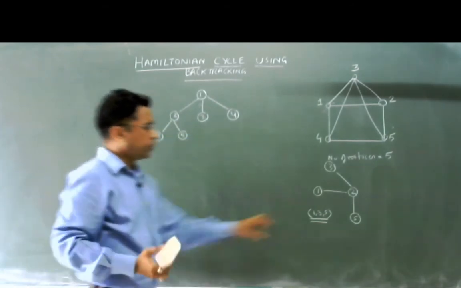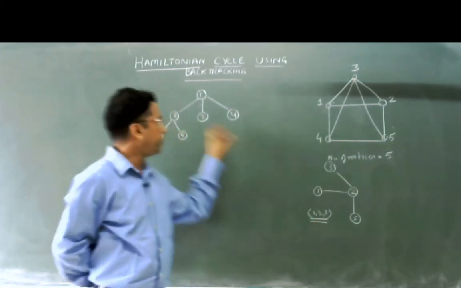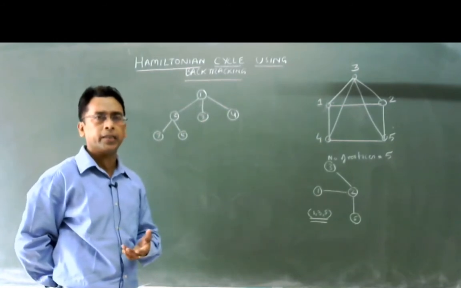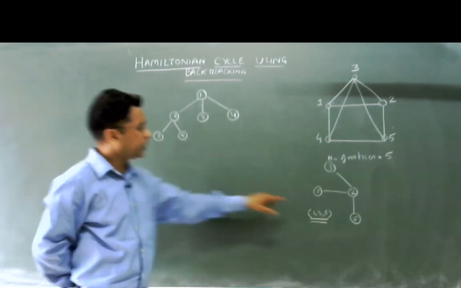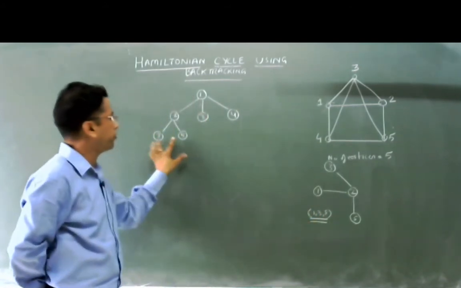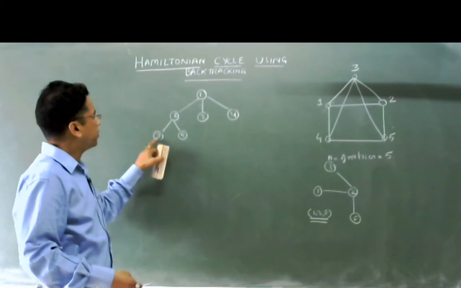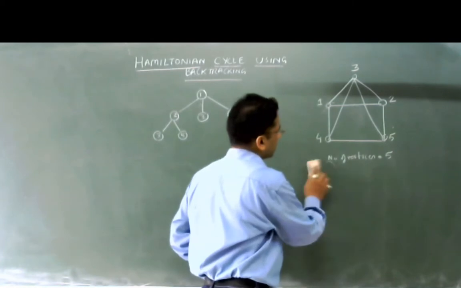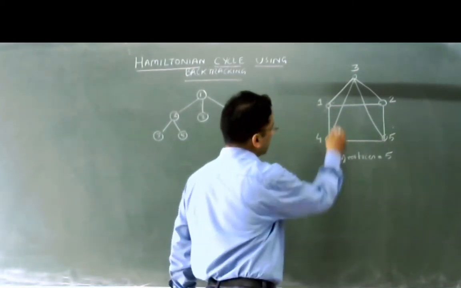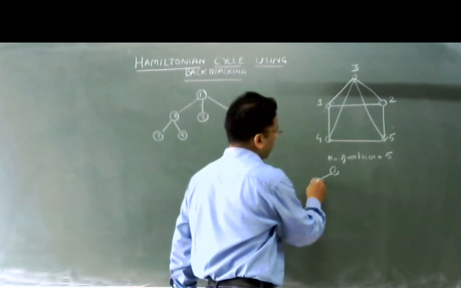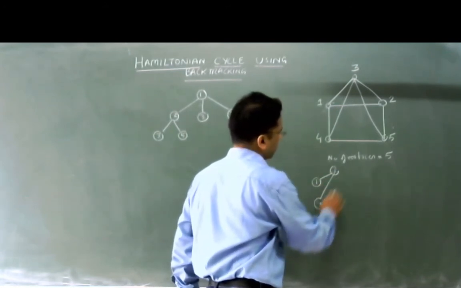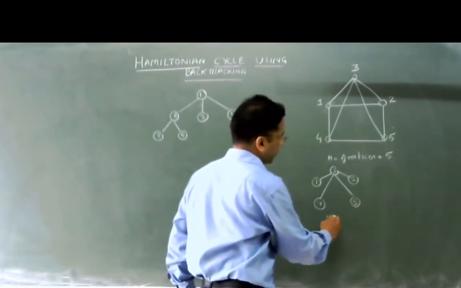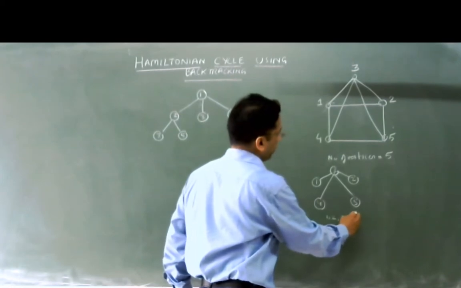Right? Because vertex 1 we have already covered, so we shall not consider it again because it will not give us a Hamiltonian circuit. So we shall consider only these two, 3 and 5. Now, if I take node number 3, its adjacency list is 1, 4, 5 and 2, or we can say 1, 2, 4 and 5.